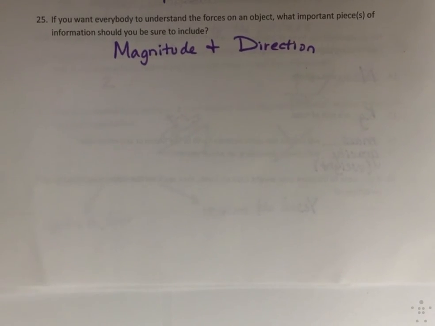Number 25, if you want everybody to understand the forces on an object, what important pieces of information should you be sure to include? If you want me to understand what sort of force is going on, you need to tell me the direction that force is going and the strength of that force. So magnitude and direction.